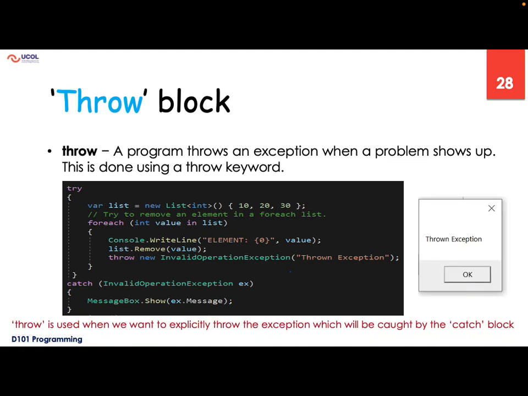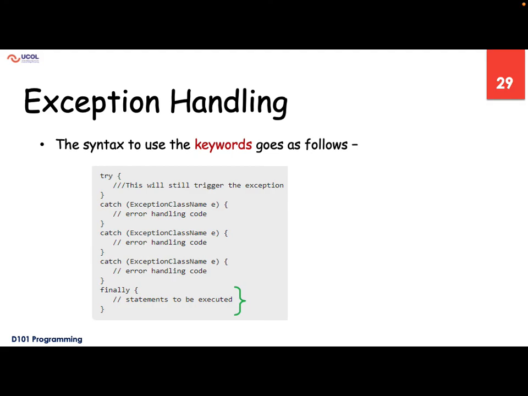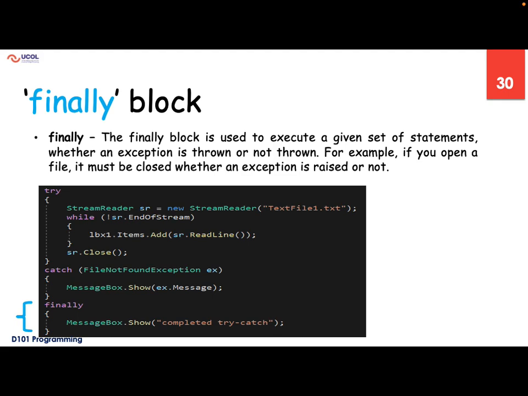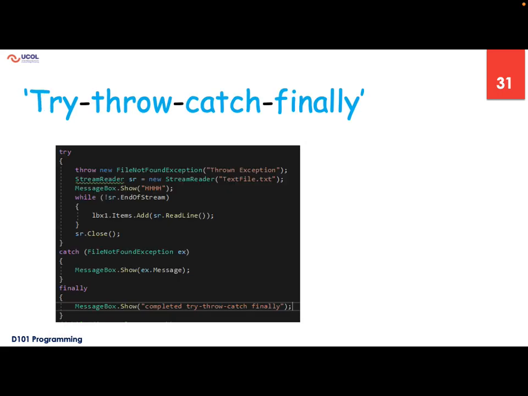Okay, throw exceptions, exception handling, the syntax of the keywords. We have a try, then we have multiple catch, then we have a finally. The finally block is optional, it is not necessarily there. The finally block is used to execute a given set of statements whether an exception is thrown or not. I mean, whether we successfully execute the program or not, the finally is going to be executed. Try, throw, catch, and finally. So we have a try, in which we have a throw, we have a catch, we have finally. All these together.